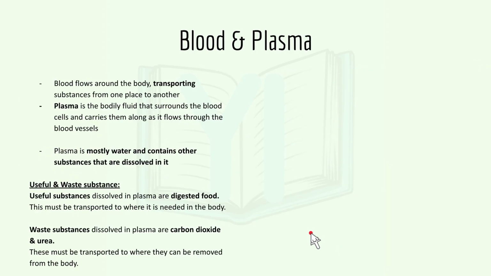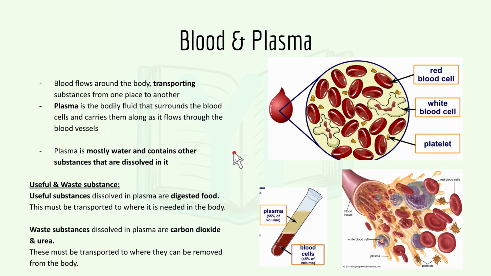So we'll move on now to blood and plasma. Blood flows around the body, transporting substances from one place to another. And plasma is a bodily fluid that surrounds the blood cells and carries them along as it flows through the blood vessels. Plasma is mostly water and contains other substances that are dissolved in it. And here's an example of the substances. We have useful and waste substances.